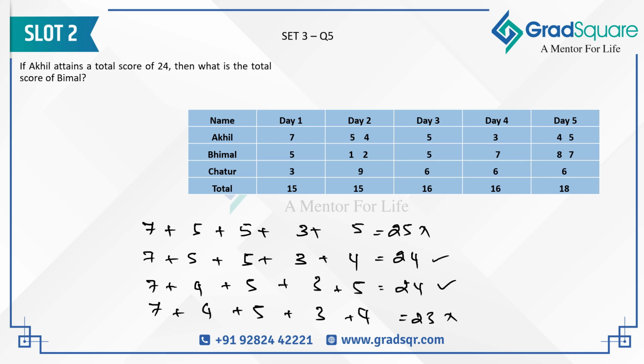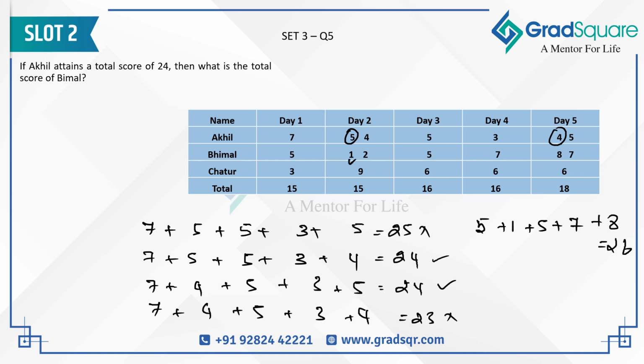If I take 5 here, Bimal's score will be 5 1 5 7. If I'm taking 5 here, 1 is selected. If I'm taking 4 here, 8 is selected. Okay, so adding up, what will I get? 10, 11, 18, 26 is the total score.